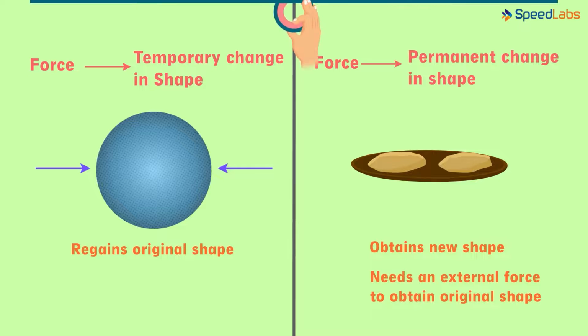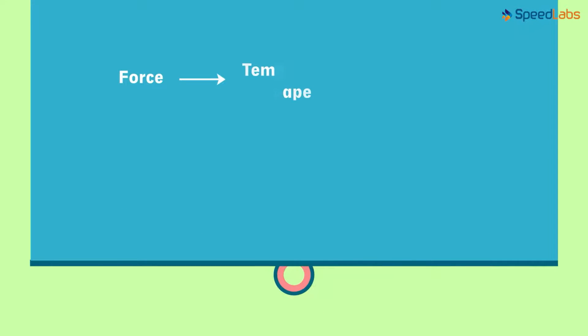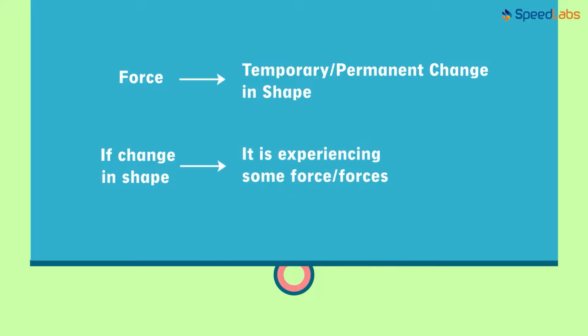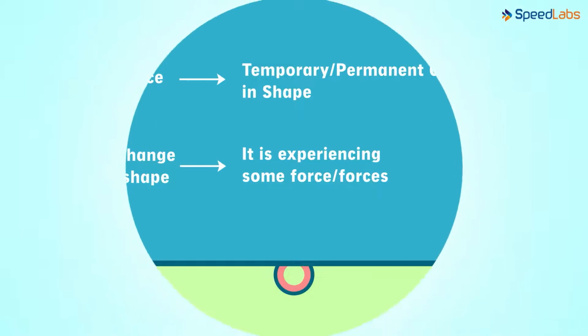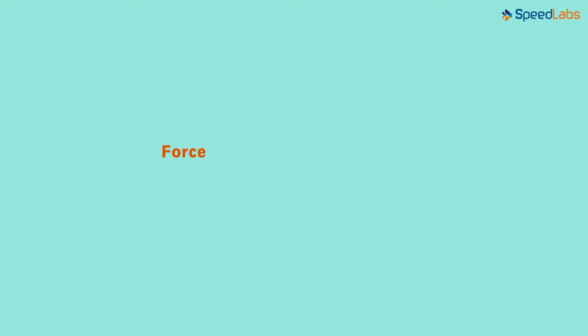From these two experiments, we learned that force can cause temporary or permanent change in the shape of an object. In fact, if an object undergoes any change in its shape, then it means that some force is acting on it. An object cannot change its shape by itself. Force is required to do that. Here are a few more real examples in which forces applied on objects result in change of their shape. Remember, the change in shape may be permanent or temporary.